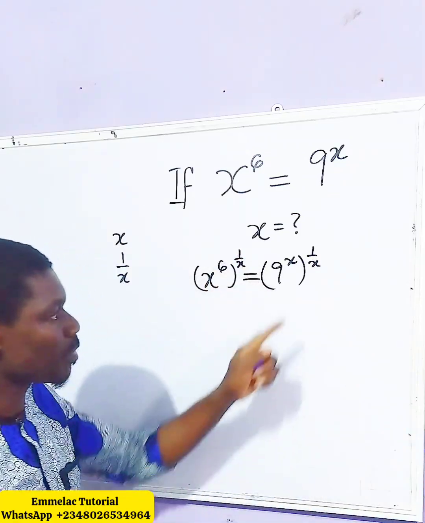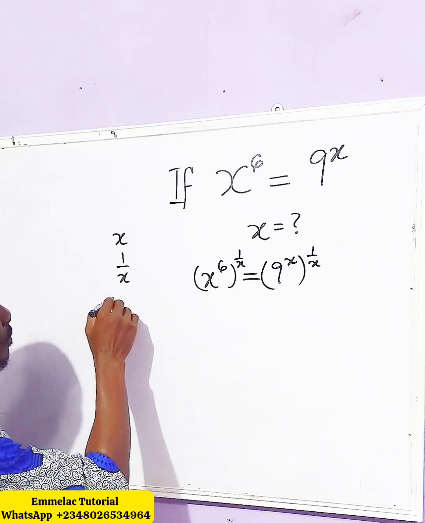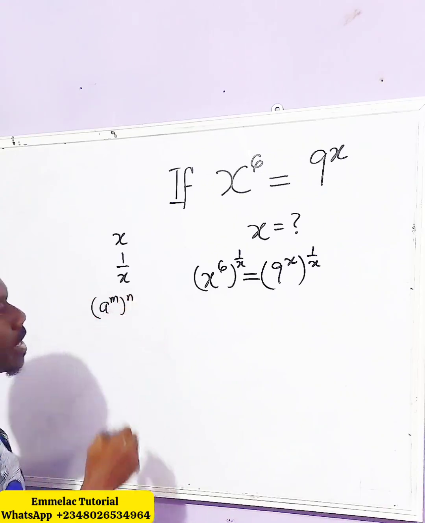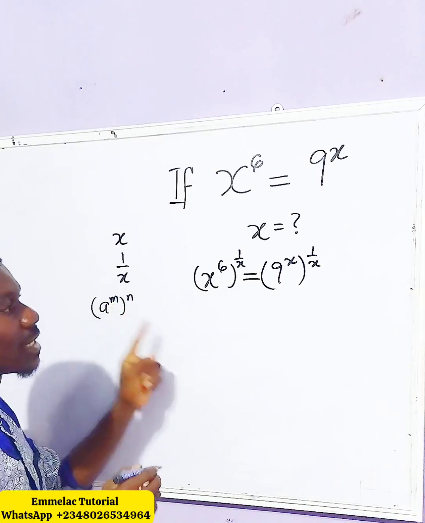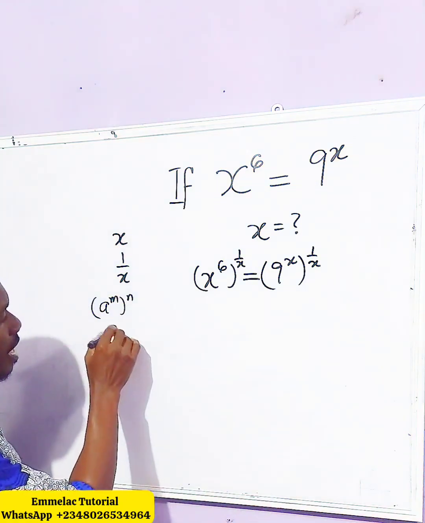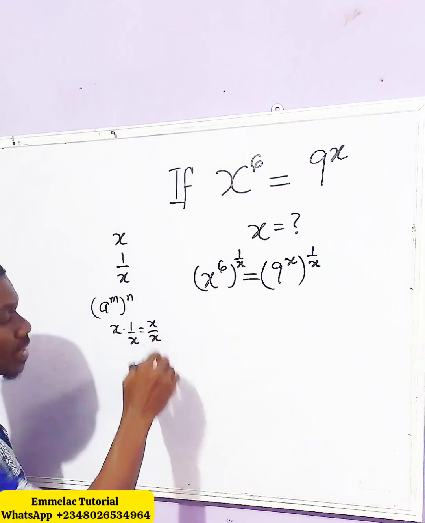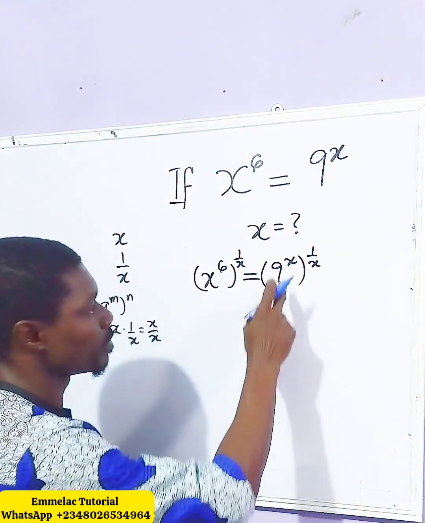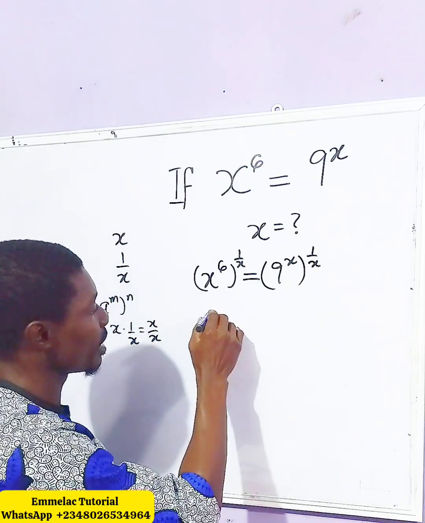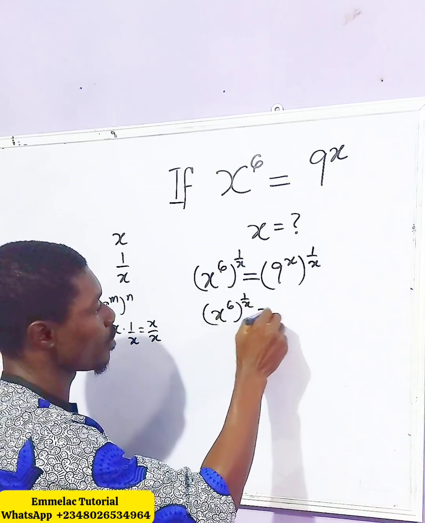At this point, according to the law of indices, if you have a raised to the power of m, raised to the power of n, we can multiply. So in this case we're also multiplying. x times 1 over x will give us x over x, which will give us 1. So this will eliminate this, and we end up having x raised to the power of 6, raised to the power of 1 over x, equals 9.